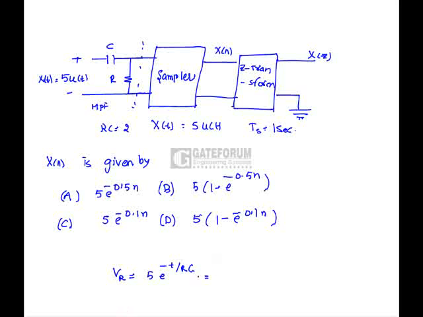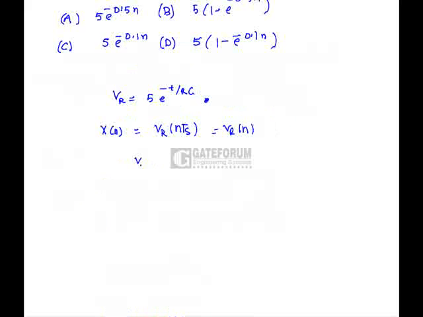So x of n is nothing but VR of nTs, that is Ts is 1, so x of n is VR of n. So that is x of n is nothing but 5 e power minus t by 2. RC is 2 seconds, given in the question itself. 5 e power minus 0.5 n. Okay, hence option A is correct.